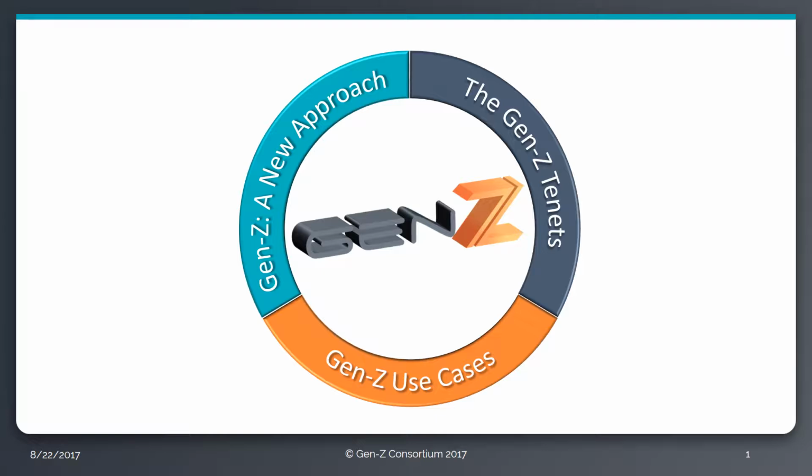Today, we present Gen Z, a new approach. So let's get started.